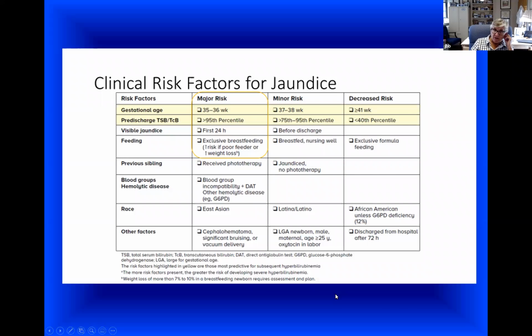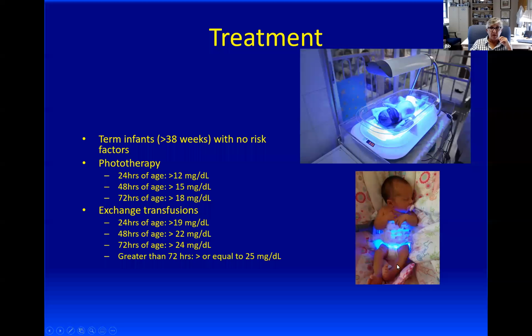Again, your risk factors. We've talked about these already, but there they are in a nice graph for you to think about. The major risk factors, the minor risk factors, and decreased risk. Obviously, the more term and older your baby is, the less of a problem it is. But you do need to think about it again. We've talked about all those, I think, already.